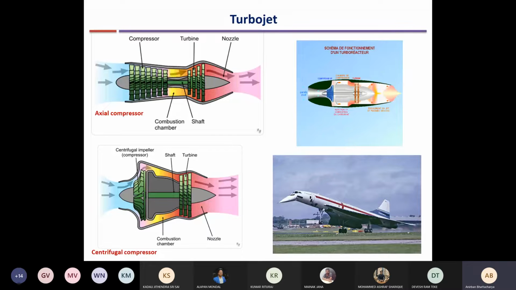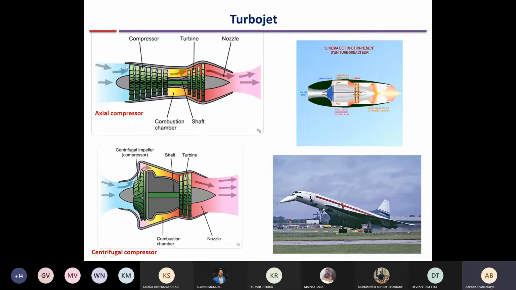The first type of jet engine which was developed, right after World War II, was the turbojet engine. Okay, so this is, you can say, the most basic type of jet engine in principle. So let us take a look at how this turbojet engine works.